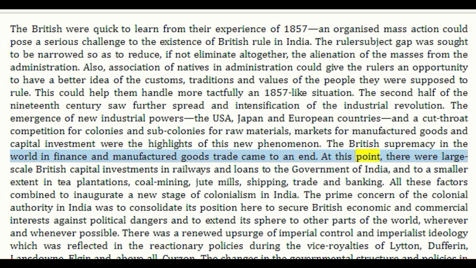At this point, there were large-scale British capital investments in railways and loans to the Government of India, and to a smaller extent in tea plantations, coal mining, jute mills, shipping, trade and banking. All these factors combined to inaugurate a new stage of colonialism in India.